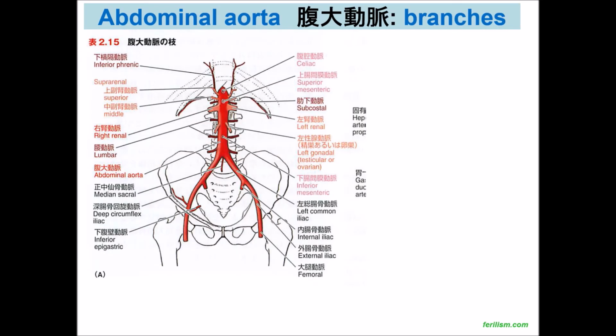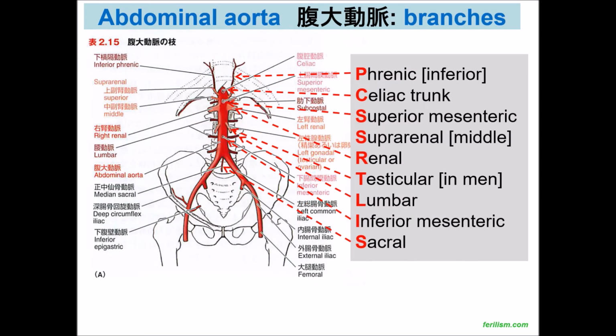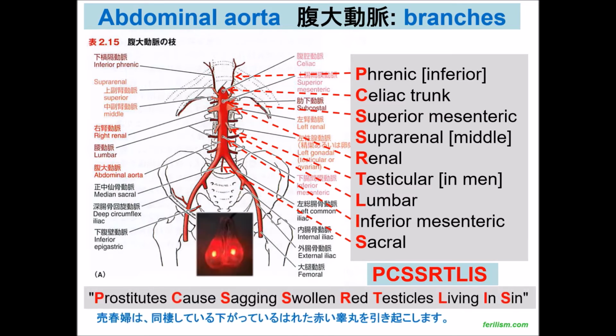These are the branches of abdominal aorta. The initials PCSSRTLIS. Very hard to remember. So you can use some story that can be easier to recall. Example is prostitutes cause sagging swollen red testicles living in sin.